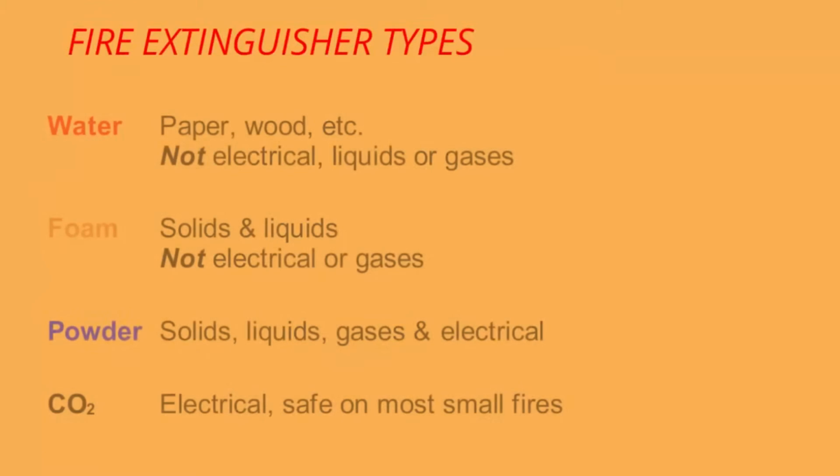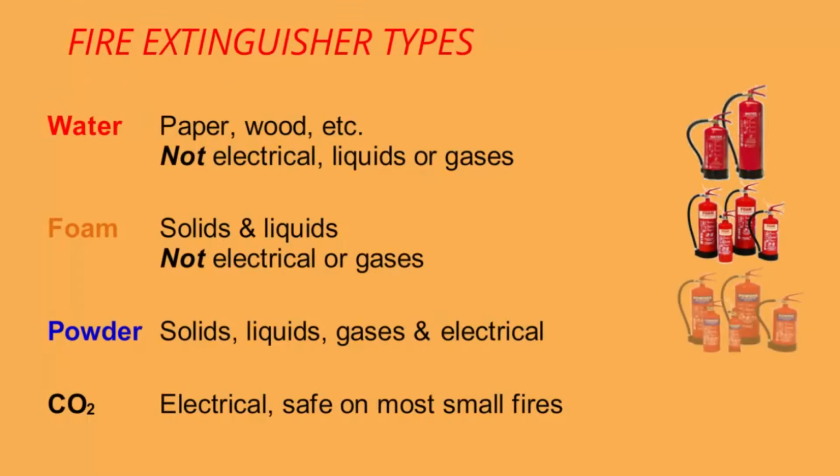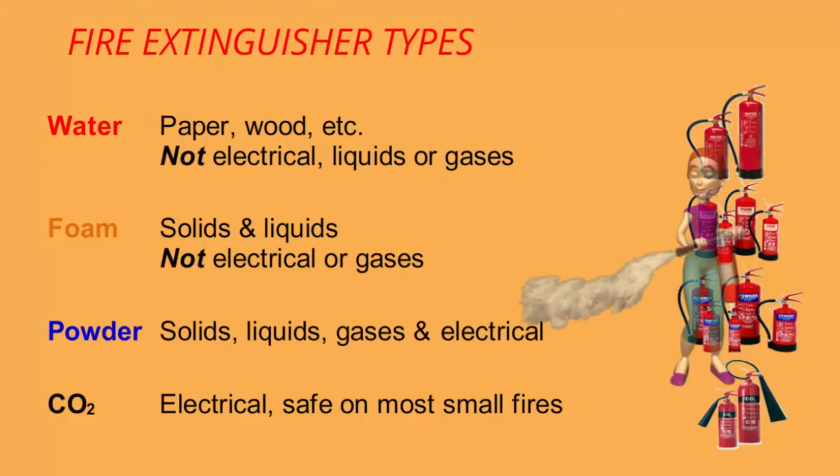There are 4 general types of fire extinguisher. Water extinguishers, which are used for paper, wood fires, etc. They are not to be used for fires caused by electrical faults, liquids or gases. Foam extinguishers. These can be used on solids and liquids. They should not be used on electrical fires or where gases have caused fires. Powder extinguishers can be used on solid caused fires, liquid caused fires, gases and electrical. And CO2 extinguishers. These can be used for electrical fires and they are safe on most small fires.